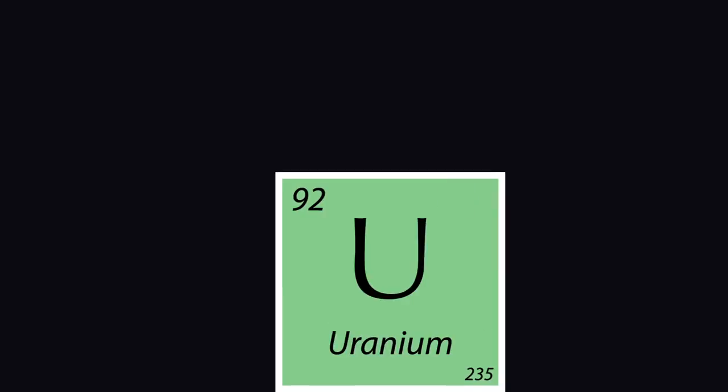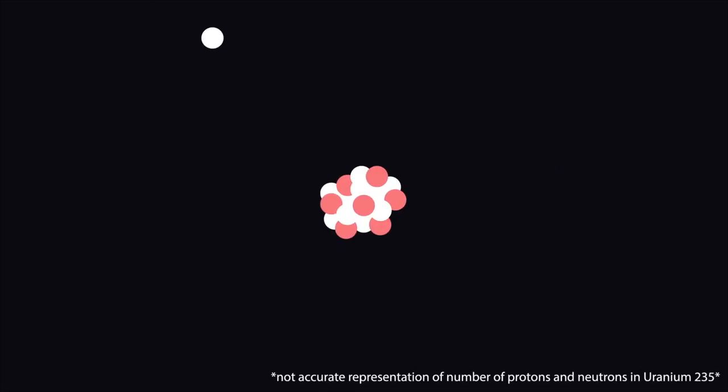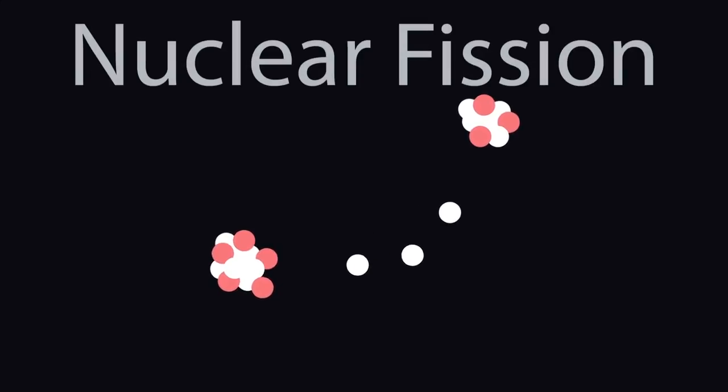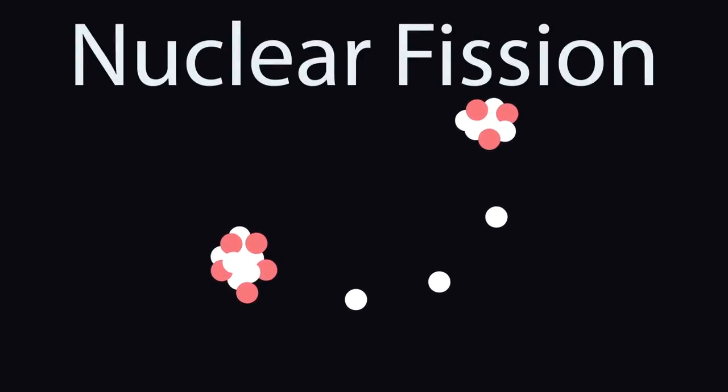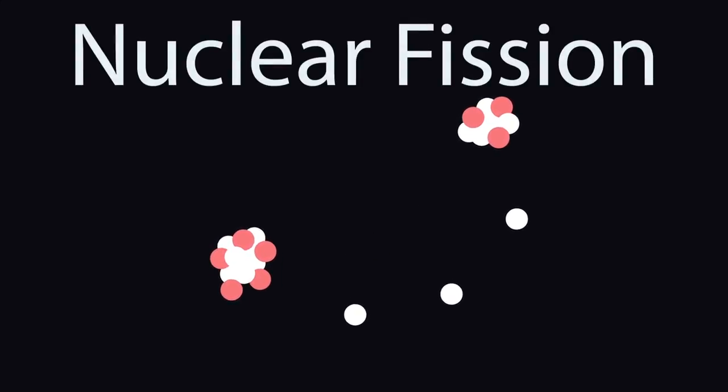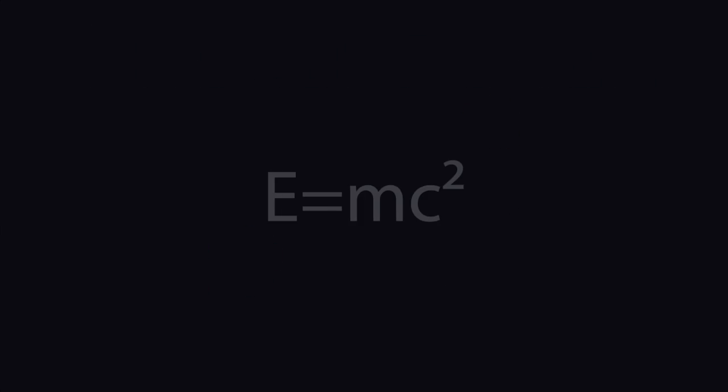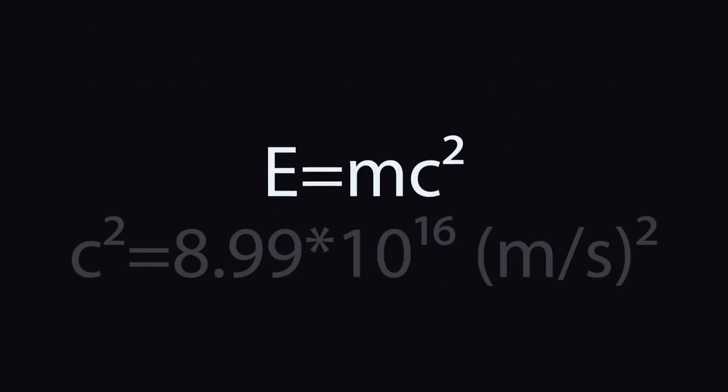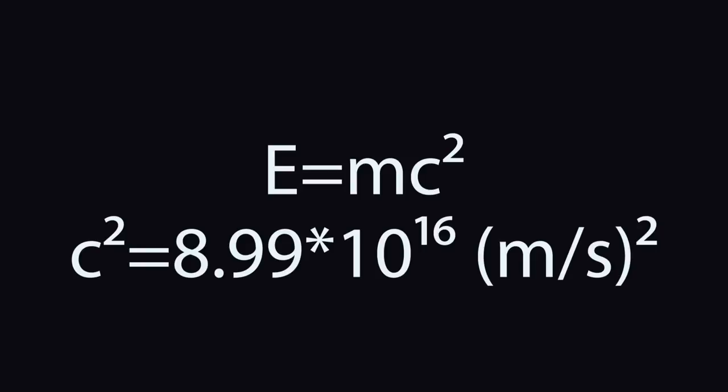There's this interesting element called uranium-235. When a neutron is shot into its nucleus, it creates a reaction where the atom splits into two different atoms. Then 3 extra neutrons and a lot of energy are released. Why so much energy? It's because E equals mc squared. The speed of light squared is a huge number. It's about 8.99 times 10 to the 16th.